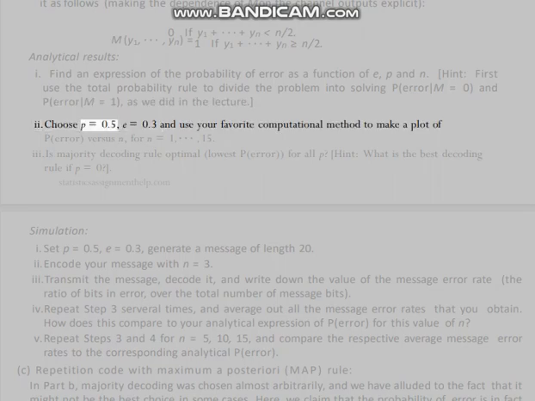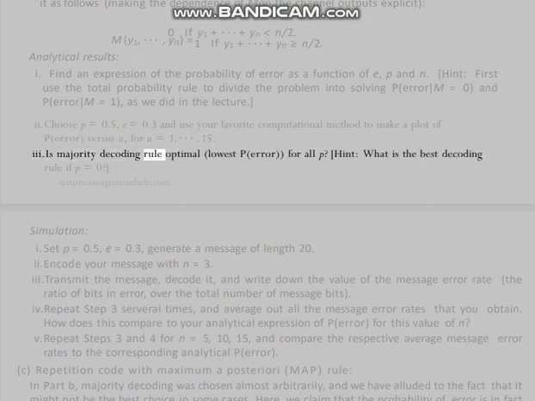2. Choose p equals 0.5, e equals 0.3, and use your favorite computational method to make a plot of P error versus n for n equals 1 to 15. 3. Is the majority decoding rule optimal, i.e. lowest P error for all p? Hint: what is the best decoding rule if p equals 0?